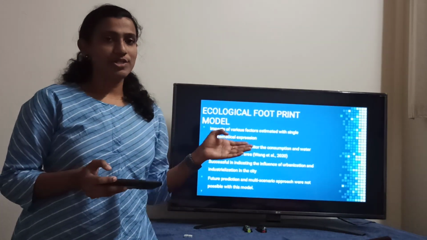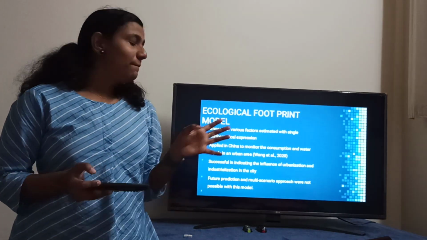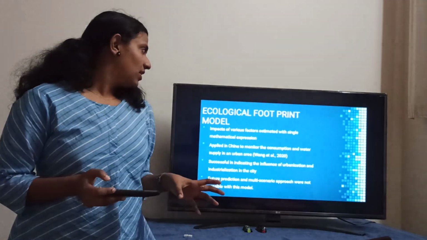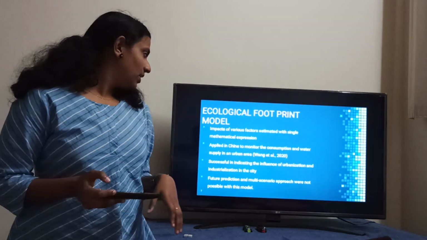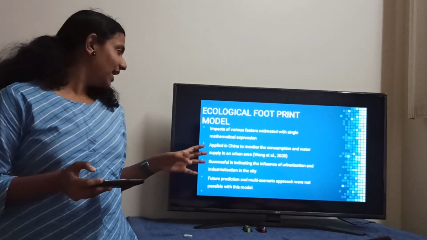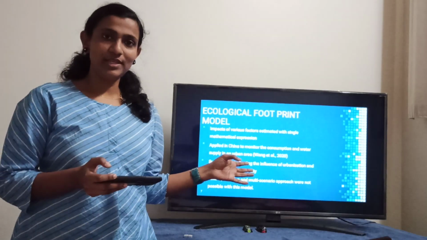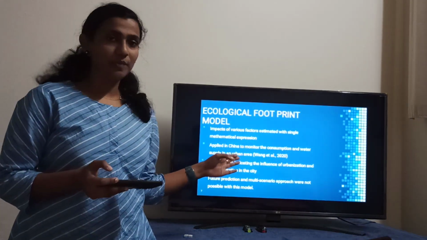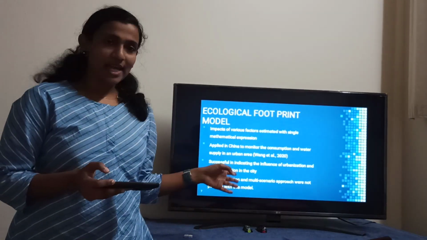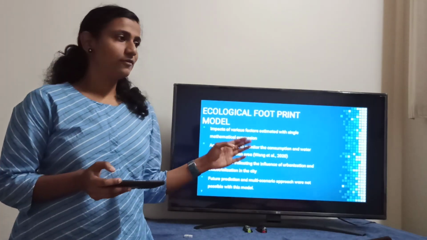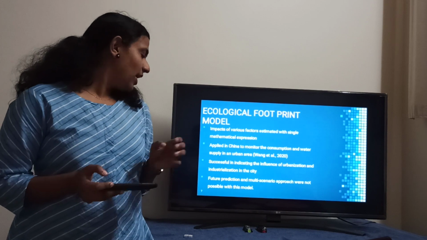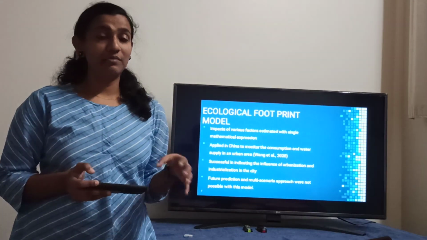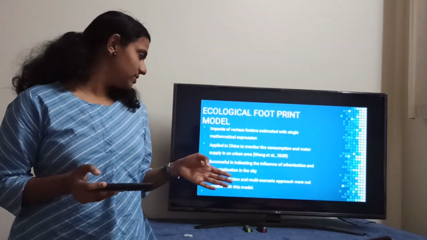Next one is the ecological footprint model. The impacts of various factors can be estimated with a single mathematical expression. A study was done in China to monitor the consumption and the water supply in urban areas. The study was successful in indicating the influence of urbanization and industrialization in the city. However, future prediction and a multi-scenario approach were not possible in this model.